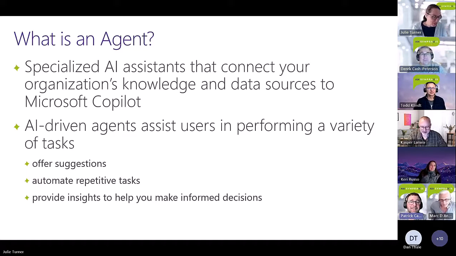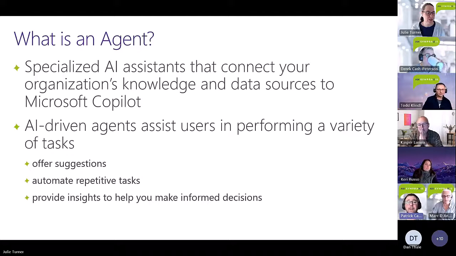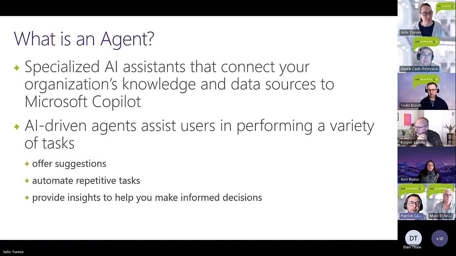An agent is a specialized AI assistant that can connect your organization's knowledge and data sources to Microsoft Copilot. Its AI-driven agents assist users in performing a variety of tasks. They can offer suggestions, automate repetitive tasks, and provide insights to help you make informed decisions, all those fun things that we look to our Copilot agents to help with.